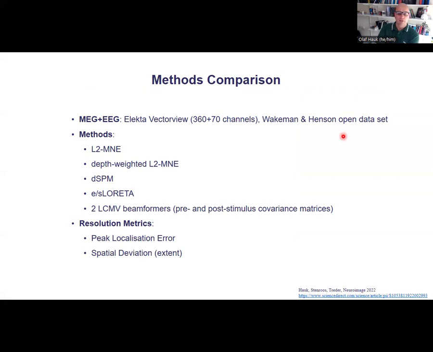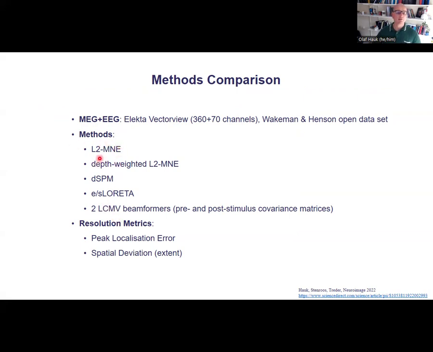Okay, so we, shameless self-advertising here, used measures like that and an approach like that to compare different source estimation methods. So we looked at combined EEG and MEG measurements in this case, to look at the best case scenario. So this is the Vectorview MEG system plus 70 EEG electrodes applied to the Wakeman and Henson open data set. So this was done as a group study. So we computed these measures for several subjects, and we are presenting the average.